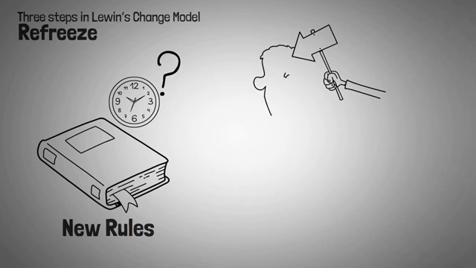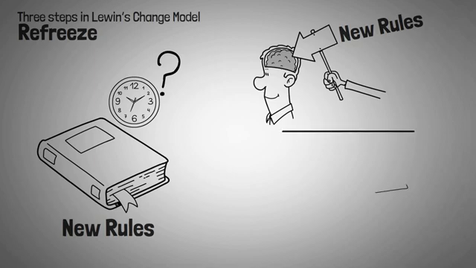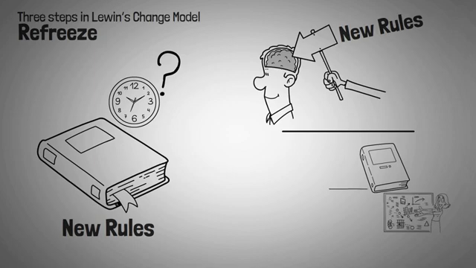Last but not least is the refreeze stage. This stage is crucial for determining how long the change lasts throughout the organization. If you are looking for a permanent change, you will have to put practices in place that cement the changes into the minds and behaviors of the organization. This could involve changing handbooks, contracts, or training materials so future members of the organization move forward with the changes.